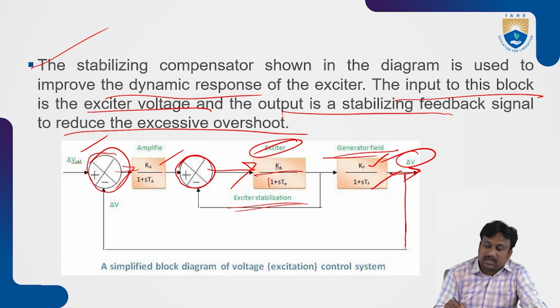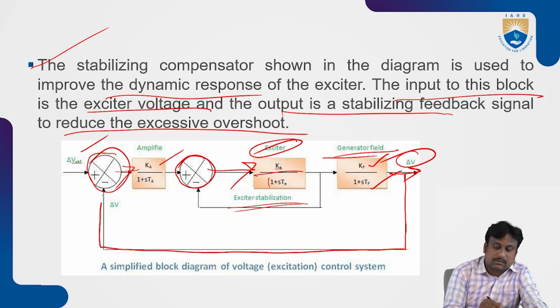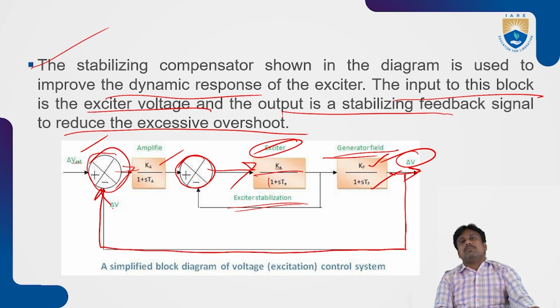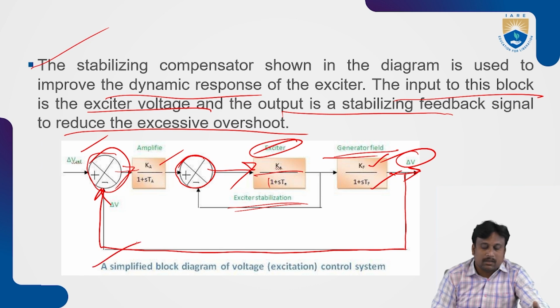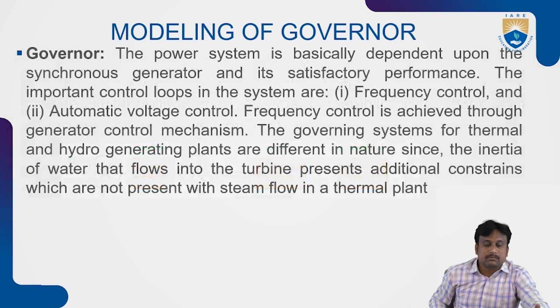This delta V again takes the return path connected to the main control block. This is called the simplified block diagram of the voltage control system.